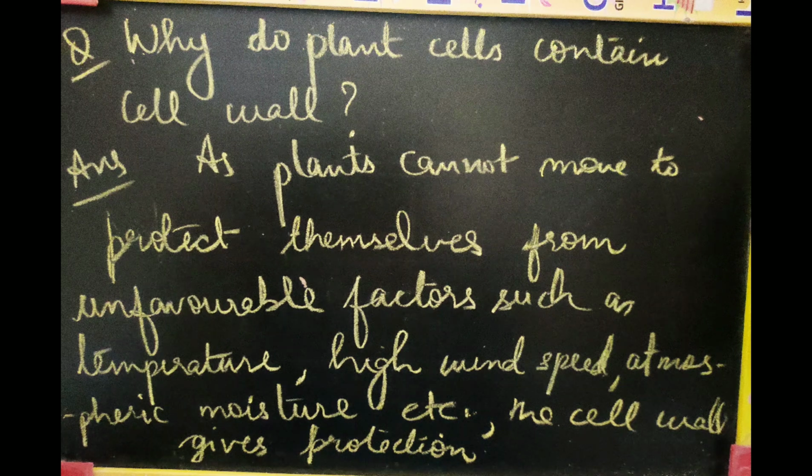Let us now answer the question that why do plant cells contain a cell wall? This is because plants cannot move to protect themselves from unfavorable factors such as temperature change, high wind speed, atmospheric moisture, etc. So the cell wall provides the additional protection to the plant cell. Animals, on the other hand, can move to safe places whenever required. So animal cell does not contain a cell wall.